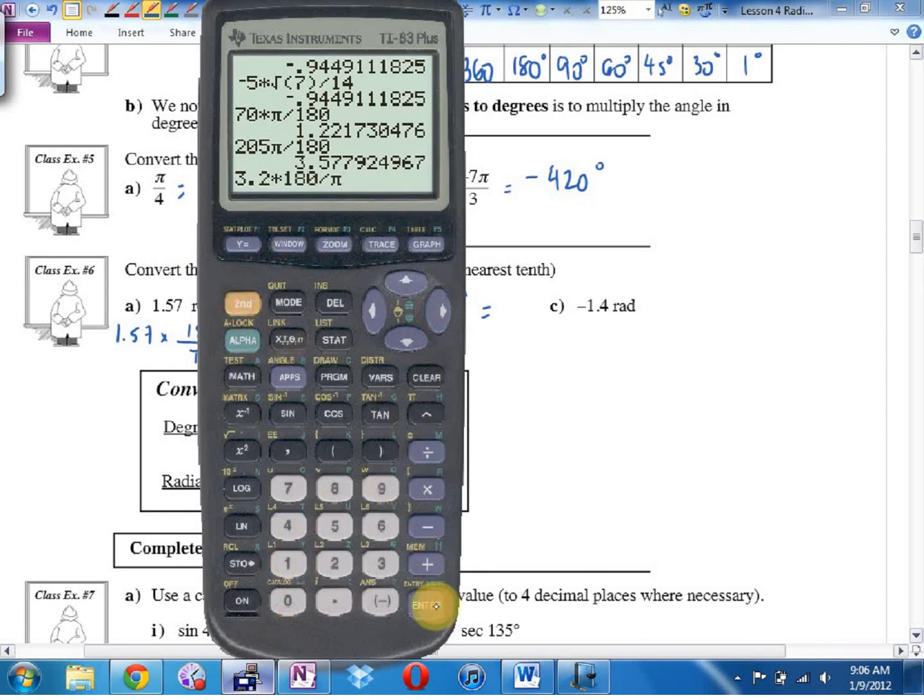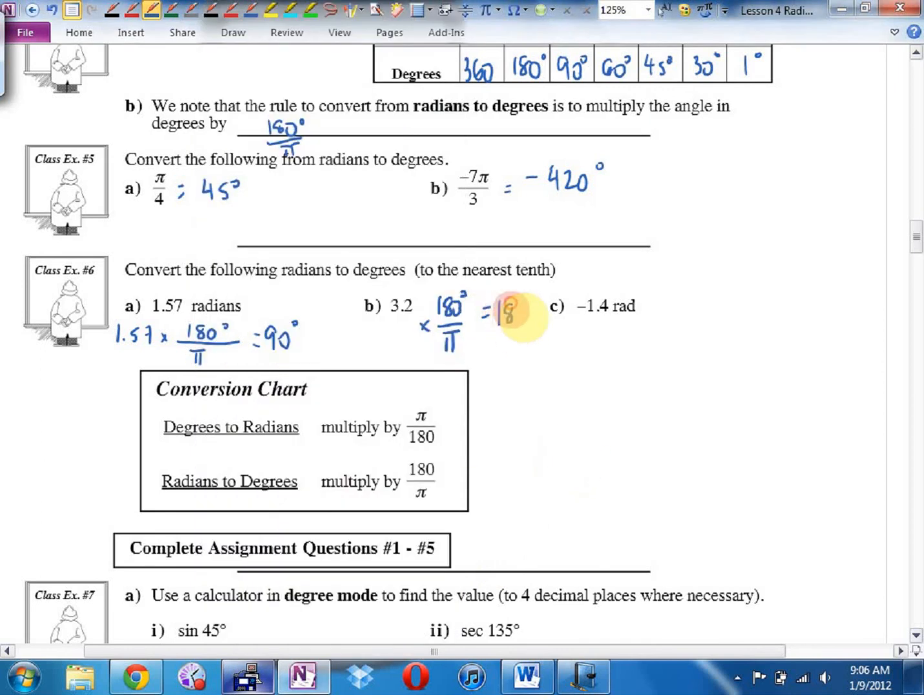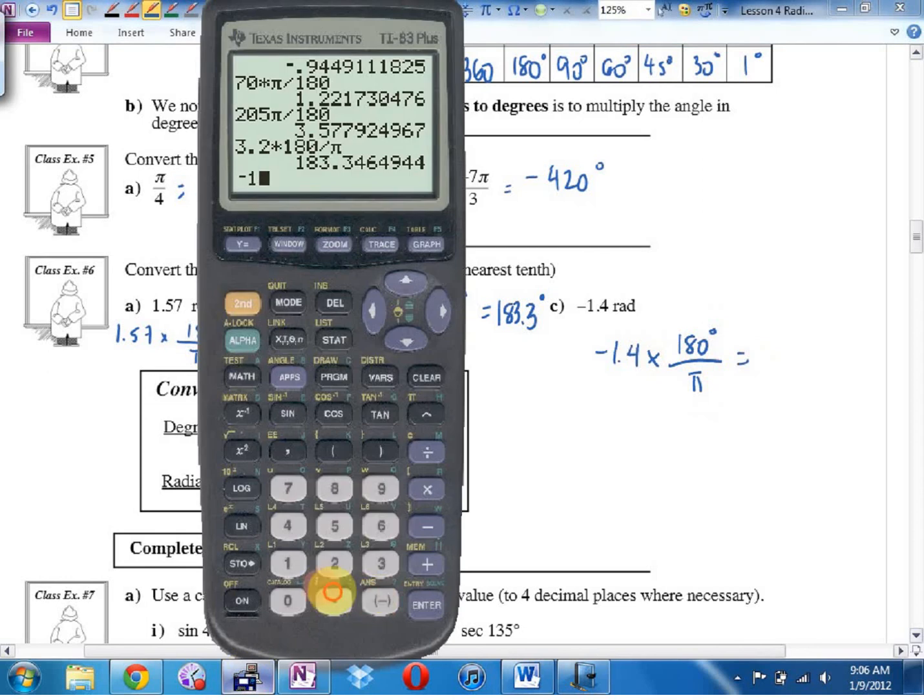Try C on your own. Negative 1.4 radians. How many degrees is that? You get negative 80.2? Yeah? Degrees.